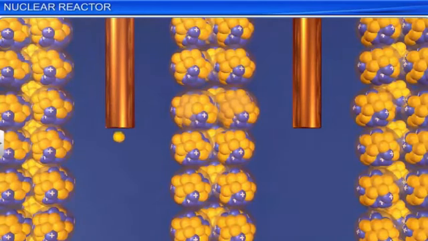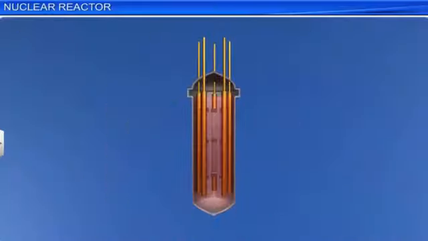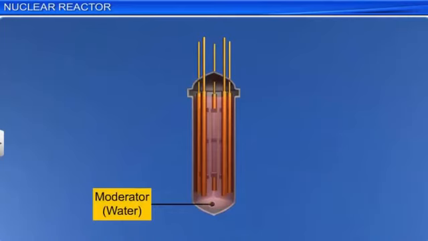Thus, the function of a moderator is to slow down the neutrons released during fission so that they can be absorbed by further uranium nuclei. In a pressurized water reactor, water is used as a moderator as well as a coolant to absorb the enormous amount of energy released in the reactor.